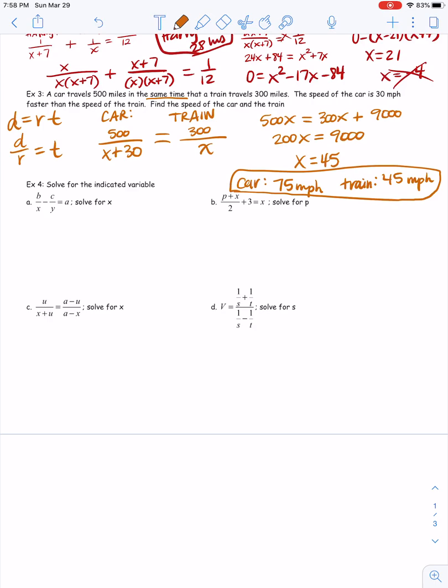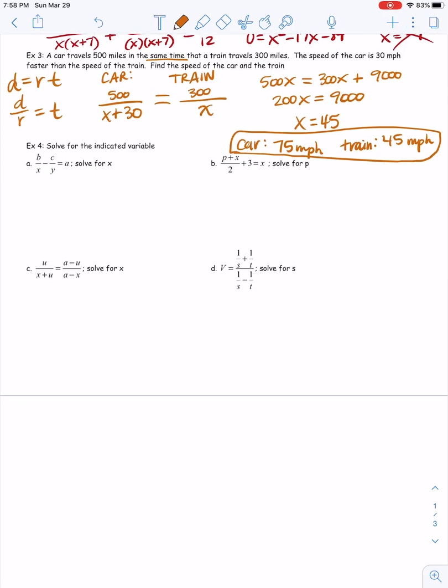The last four problems are called literal equations. Literal equations, meaning there are no numbers, and if there are, it's not something that you're going to be simplifying. You're going to be using more variables. So in our first problem, it says we need to solve for x. We have b over x minus c over y equals a.